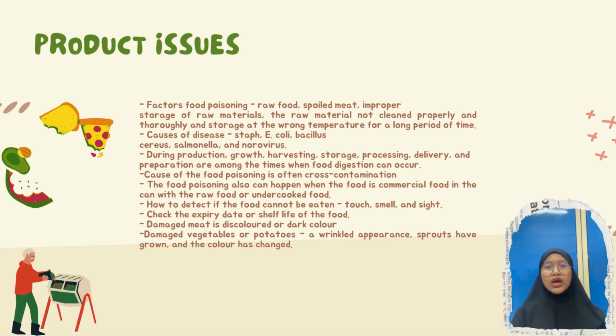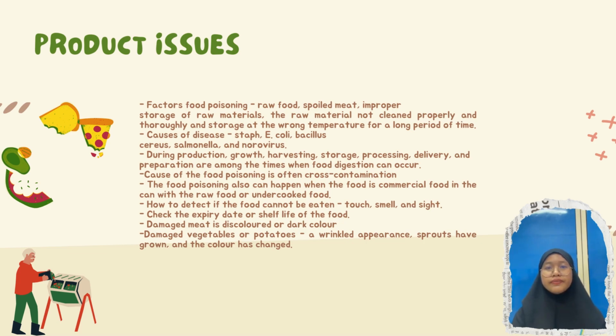We must know how to detect if food cannot be eaten using three senses: touch, smell, and sight. We also need to check the expiry date or shelf life of the food. Damaged meat is discolored or dark in color, while damaged vegetables or potatoes have a wrinkled appearance.